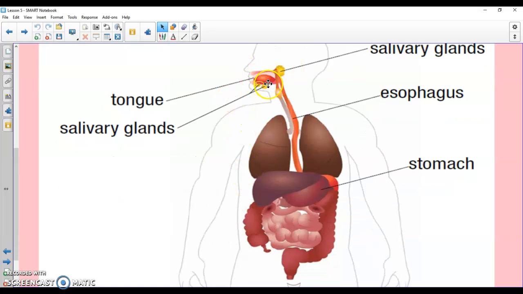So here's your mouth, here's the tongue, your salivary glands are here and down here. This is your esophagus, and that food travels quickly. Then it goes into your stomach.